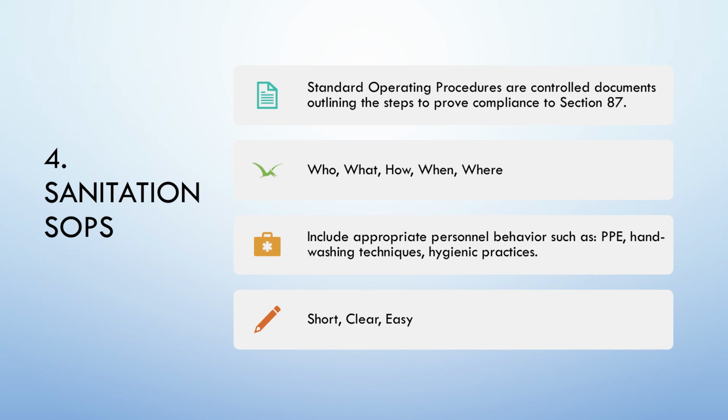Personnel are the number one source of contamination in controlled environments. So it's crucial that personnel wear the appropriate PPE, or personal protective equipment, they adopt appropriate hand washing techniques, and they follow the general hygienic practices outlined in the sanitation program. Don't be afraid to split processes into different SOPs to simplify things. The key to writing great SOPs is to keep them short, clear, and easy to follow.